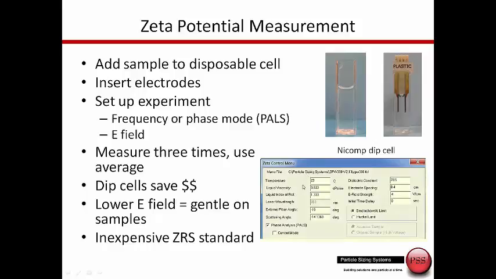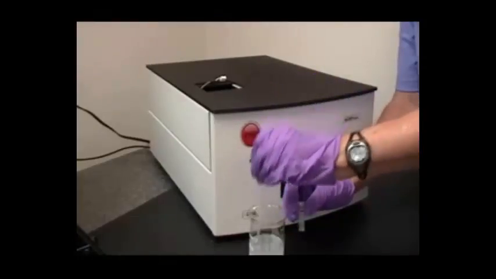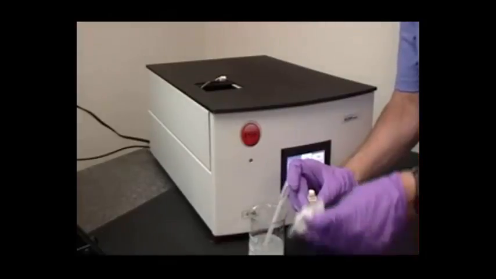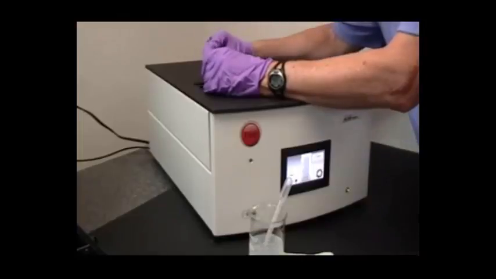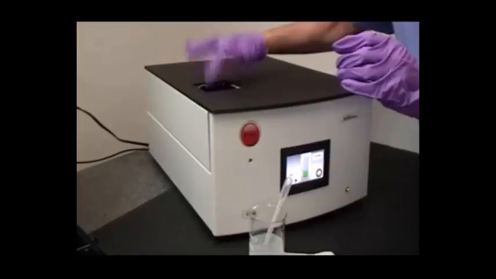This graph shows a setup for the measurement. All we really do is we fix the temperature. We choose the electric field strength and then choose, most of the time, the Smoluchowski limit as opposed to Hückel to define the kappa a ratio. To make a zeta potential measurement, add the sample to the cuvette, insert the dip cell, wipe off any liquid from the surface, attach the zeta potential cable, insert into the cell holder, hit go, and start the measurement.